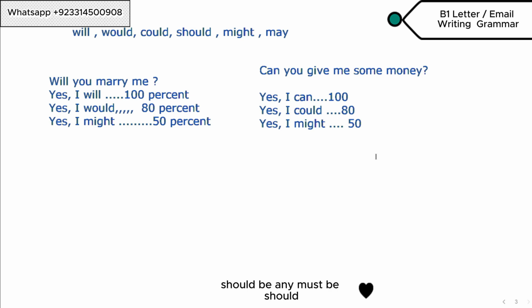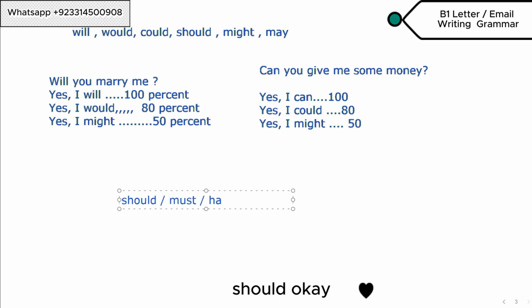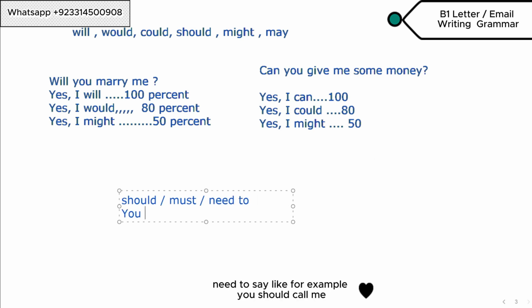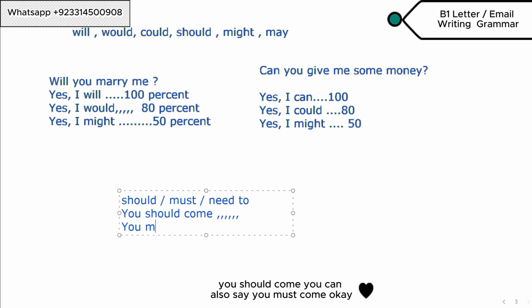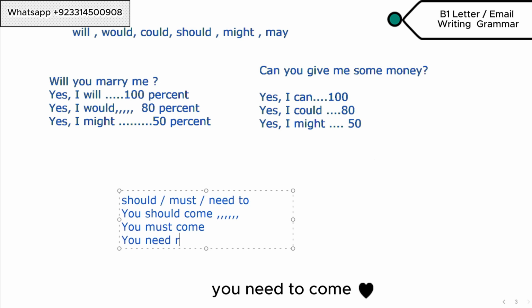Should and must: don't use should and must together, please. Should already means must. Should already means have to, or need to. Same thing. For example, you should call me. You should come to my party. You should come. You can also say you must come. You can also say you need to come to my birthday party. Please do not use them together. People say you should must come. That's so wrong.